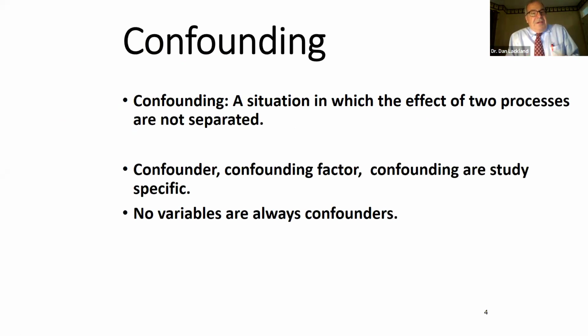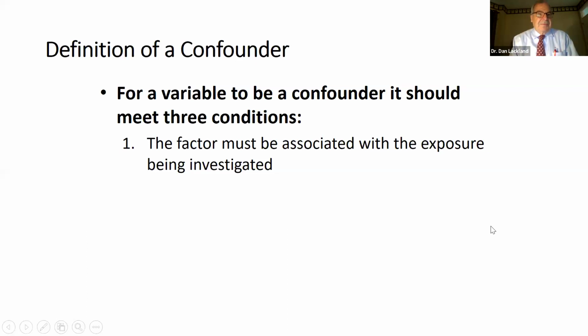A very important piece is that confounding factors are study specific. You have your critical question, what someone is trying to do in a particular study. Sometimes a parameter might be a confounder, sometimes it won't. Very important, that third bullet: no variables are always confounders. Even though something like age is often a confounder, it doesn't mean that it's always a confounder. And we'll do some examples.